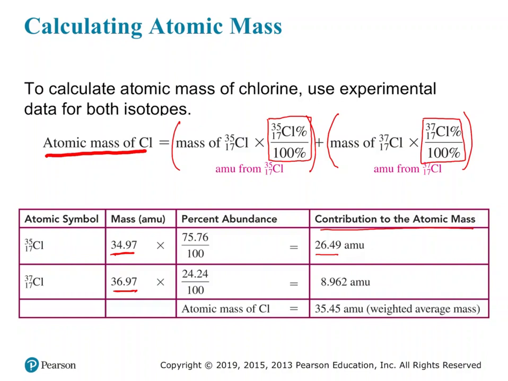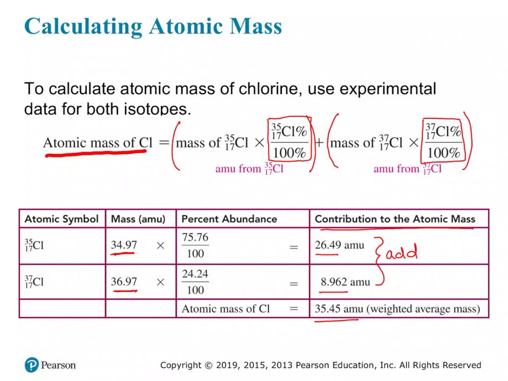And then chlorine 37 has an exact mass of 36.97, so it's a little bit less than 37. And then again, we're going to multiply that by the percent abundance, which we said was 24.24, and we'll divide it by 100. And that gives us 8.962 AMU. So now we just have to add those two values together, and that gives us the atomic mass of chlorine, which is 35.45.